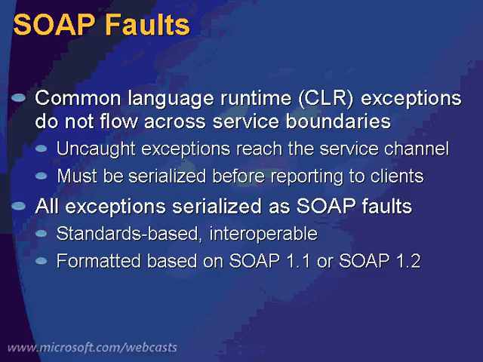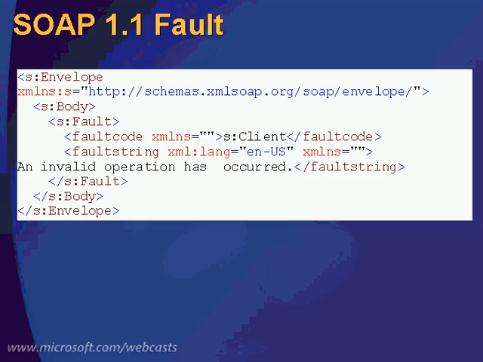There's the original SOAP spec, SOAP 1.1, and then there's SOAP 1.2. And really the differences between these are subtle, primarily in just what the XML nodes are named. And you shouldn't really have to worry about that because it should automatically happen for you when you are hosting your services over one of those two protocols. So here's an example of a SOAP 1.1 fault.